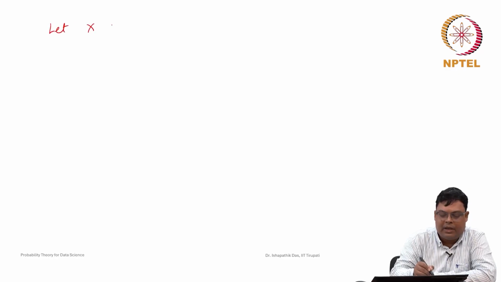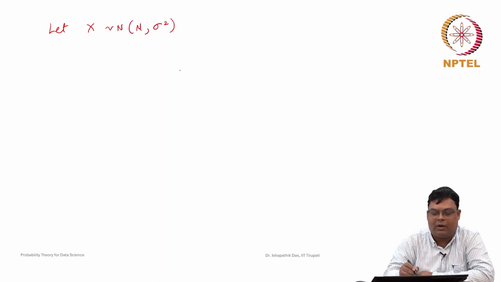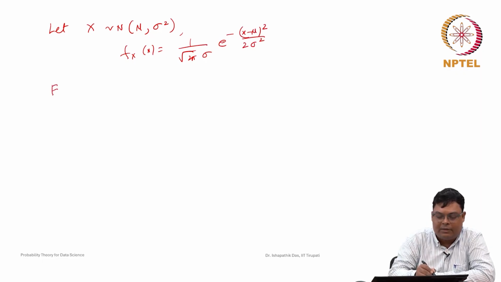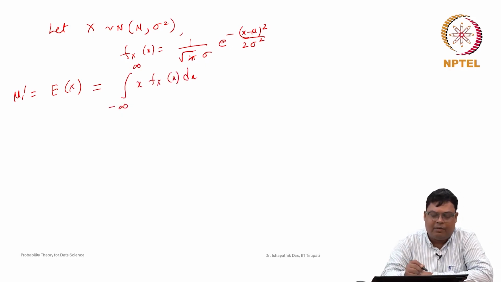Let x be a normally distributed random variable with mean mu and variance sigma square. Then the probability density function is given by f_X(x) = 1 by root 2 pi sigma e to the power of minus (x minus mu) whole square by 2 sigma square. What is the mean, the expected value of x, mu 1 dash? This is equal to integration from minus infinity to plus infinity of x f_X(x) dx. So, this is the formula we know.